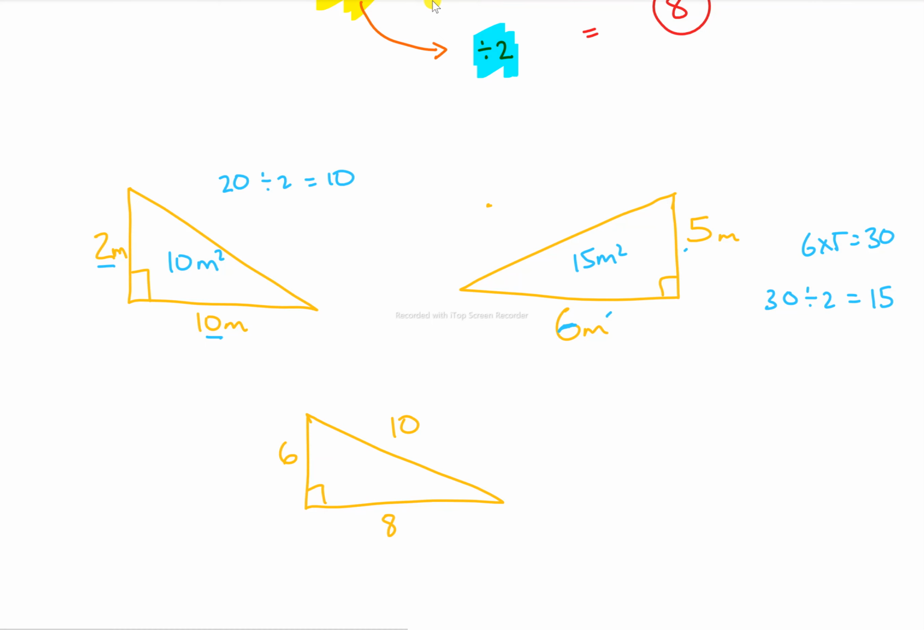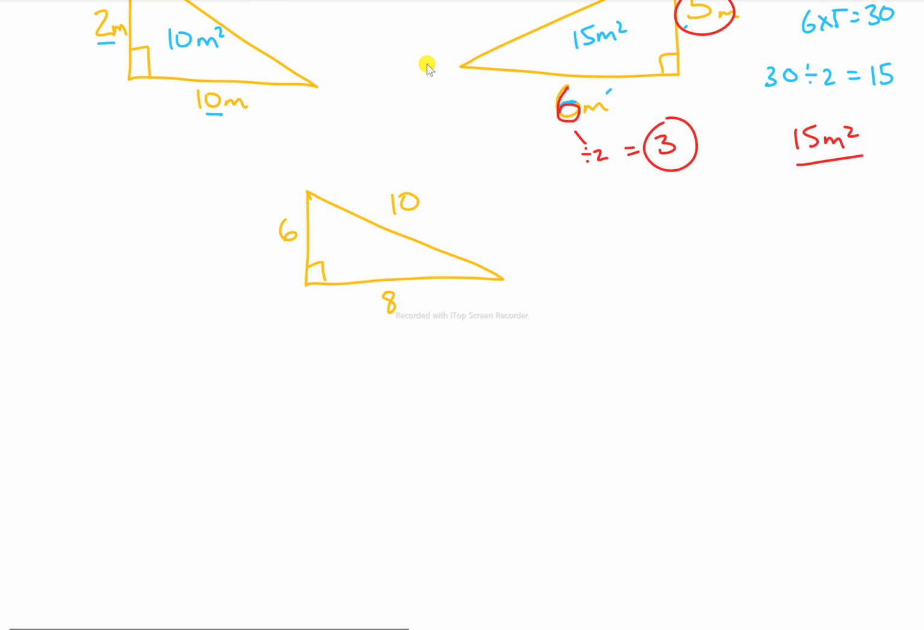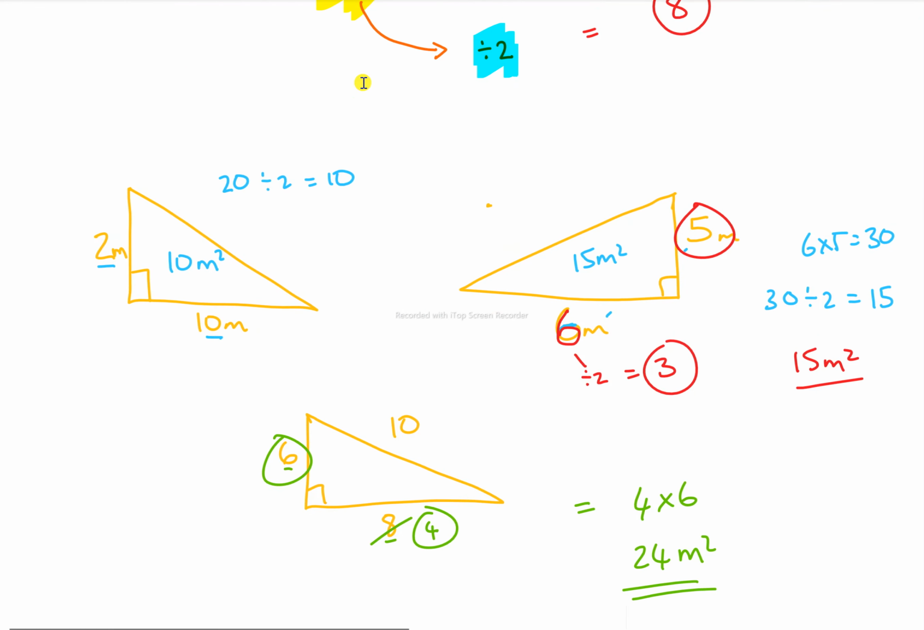Now I'll show you another way of doing it. I noticed that this number was even, so I'm going to divide that by 2. It becomes 3. 3 times 5 is 15. Same thing. Let's move on to this one at the bottom. Right. That's even and that's even, so I'm going to halve the bigger number, 4. So I'm going to do 4 times 6 is 24 meters squared. Right, okay, so that would be good to do by you.